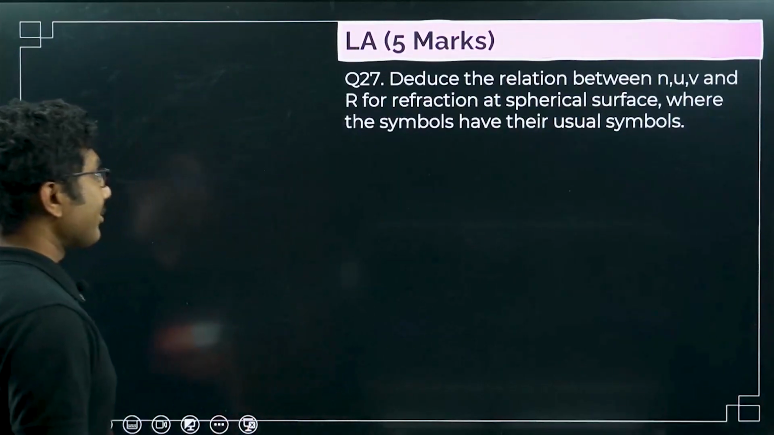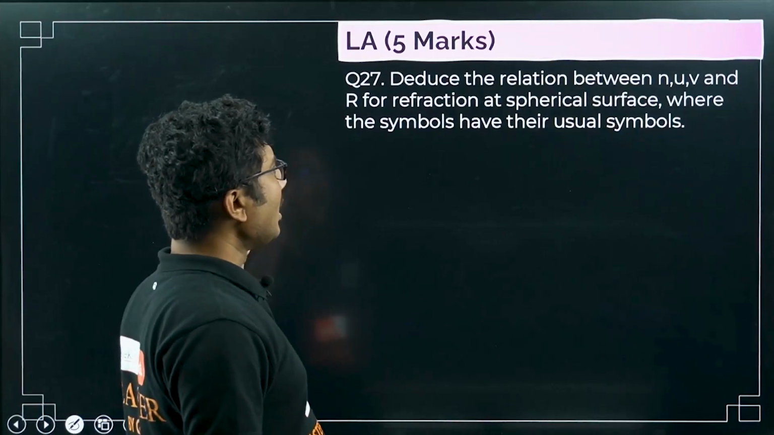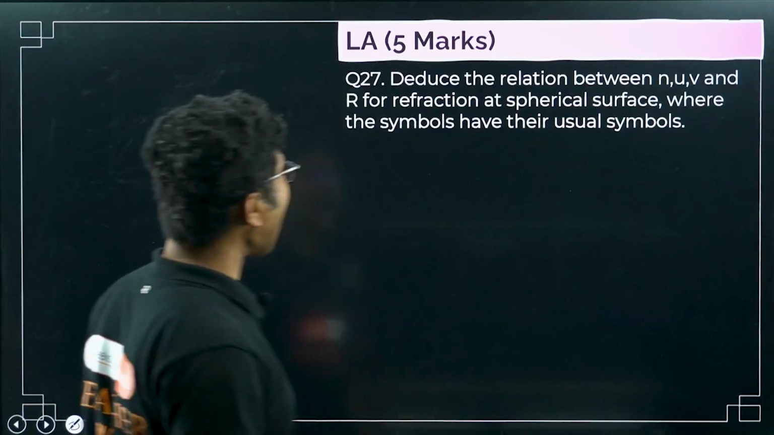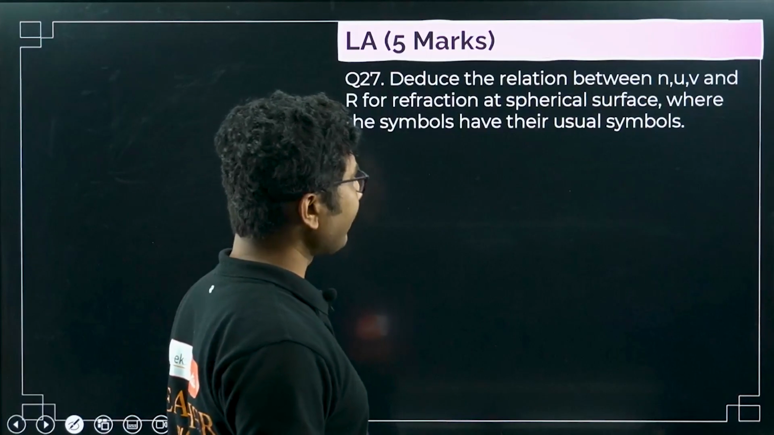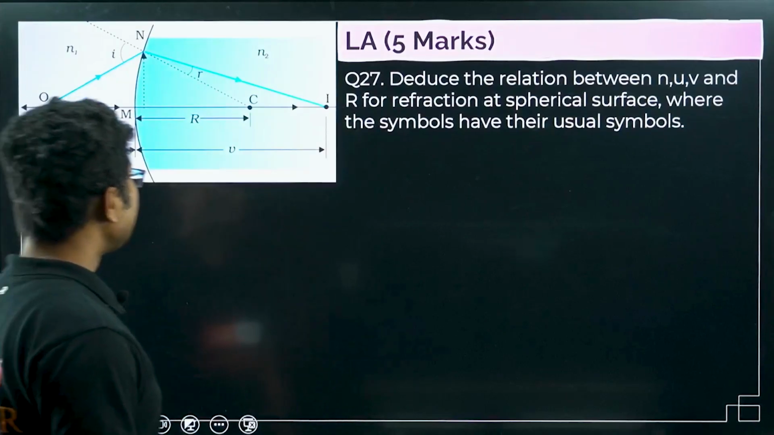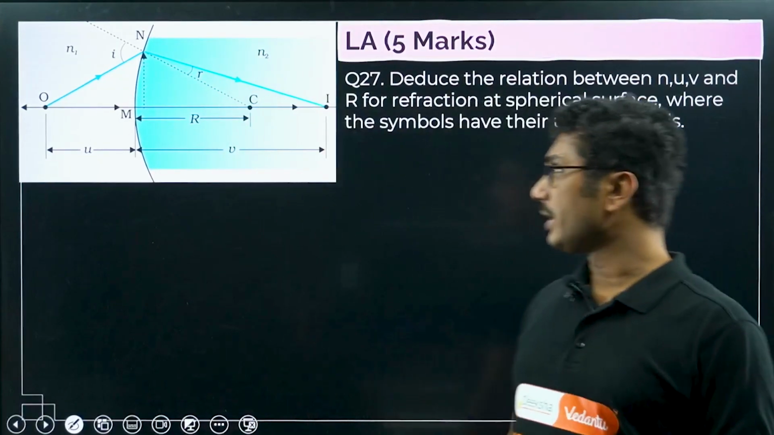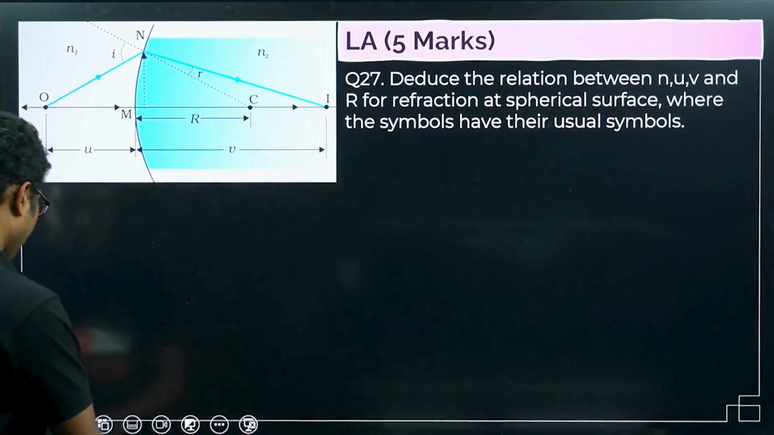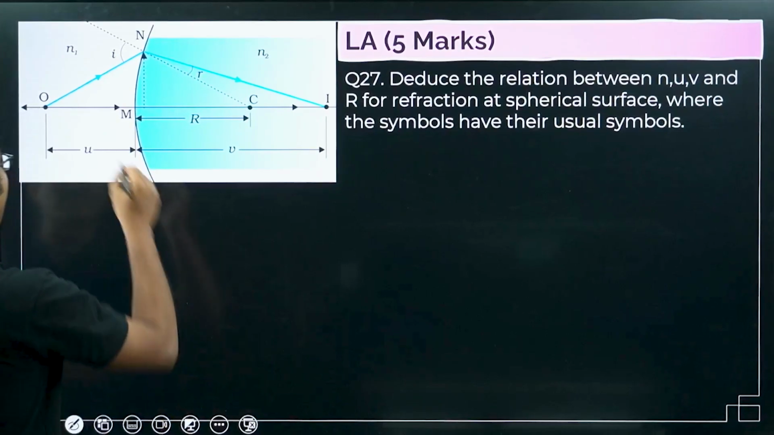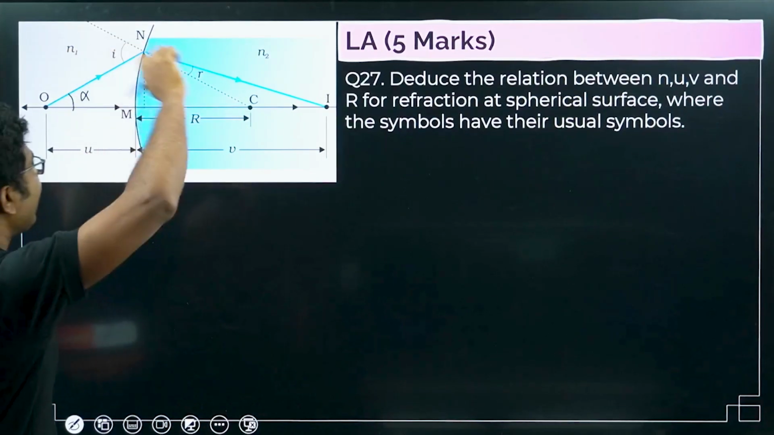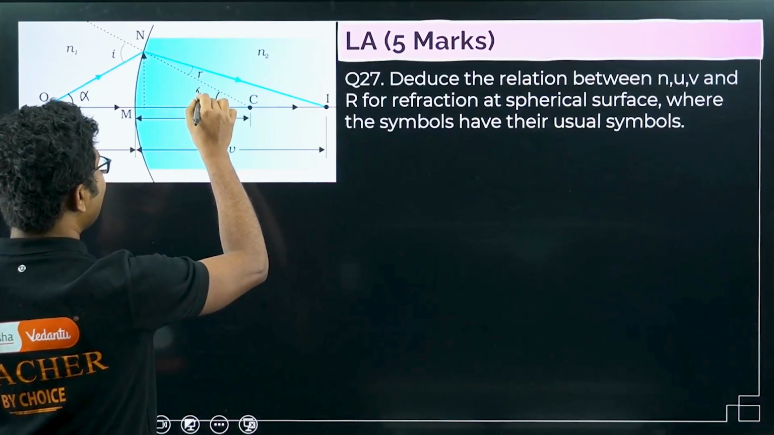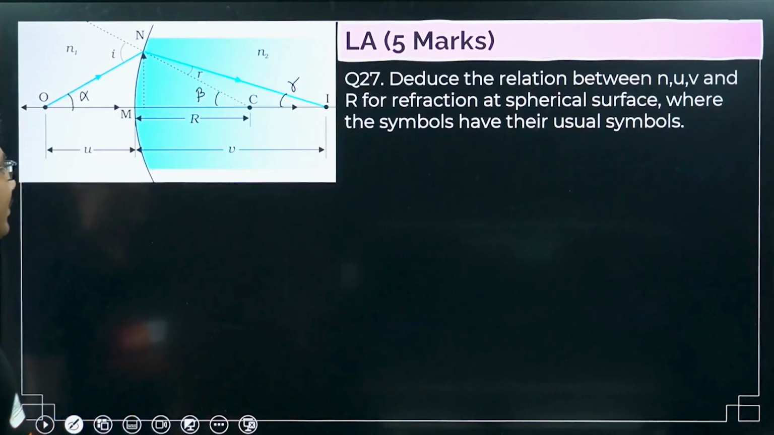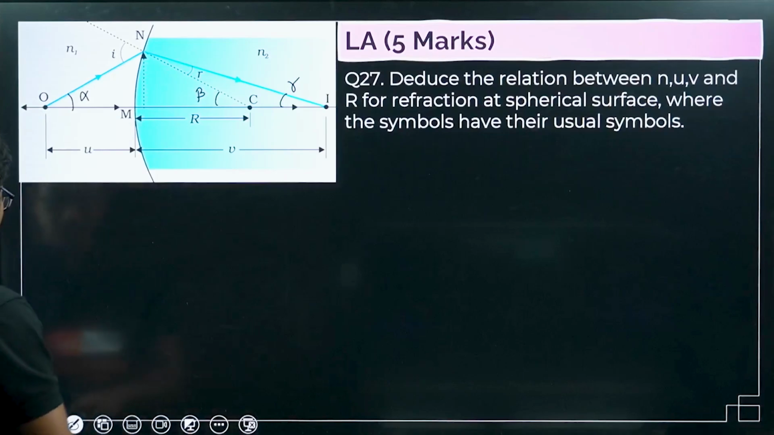Now next question, this is a long derivation. Deduce the relation between n, u, v and R for refraction at spherical surface where the symbols have their usual meaning. So first you have to draw, in this case only one diagram is needed, that is this diagram. Okay, now in this diagram what we will do, we will mark three more angles. This angle say alpha, okay, we will say this angle is beta, this angle we will say gamma. Okay, if you are confused with R, then you can use any other symbol.